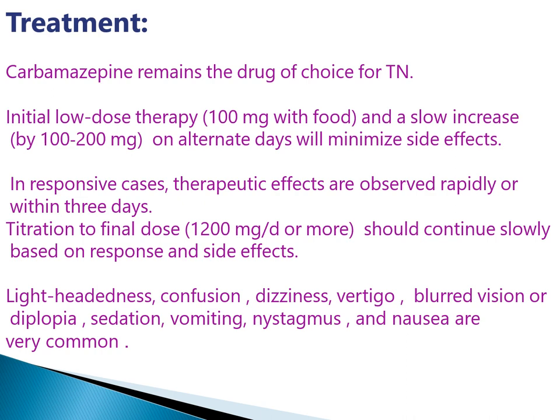Initial low-dose therapy, 100 mg with food, and a slow increase by 100 to 200 mg on alternate days will minimize side effects. In responsive cases, therapeutic effects are observed rapidly or within 3 days. Titration to final dose, 1,200 mg/day or more, should continue slowly based on response and side effects.